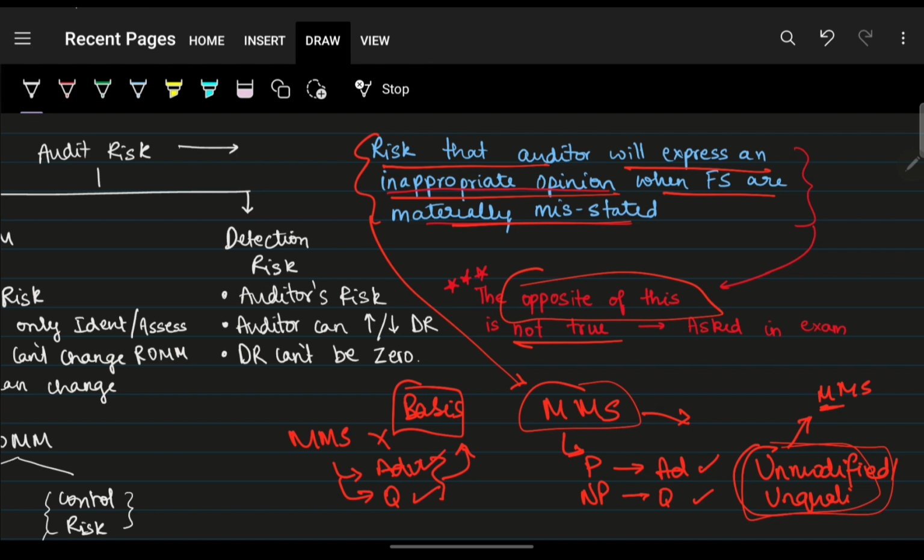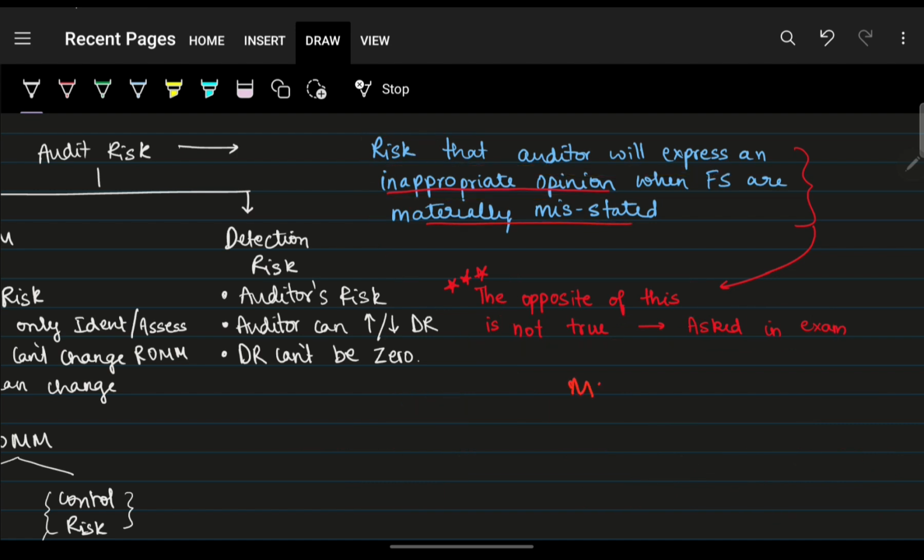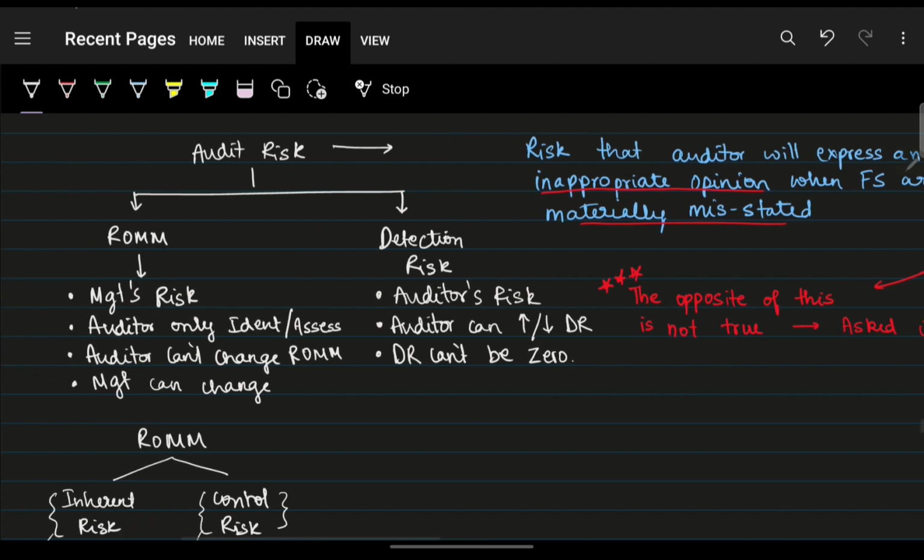Okay, so it is already even asked in exam also. So it is important to remember that detection risk is the risk that the auditor will express an inappropriate opinion when the financial statements are materially misstated. So meaning, in other words, there is material misstatement and the auditor has given an unmodified or an unqualified report or an unqualified opinion. Okay, right.